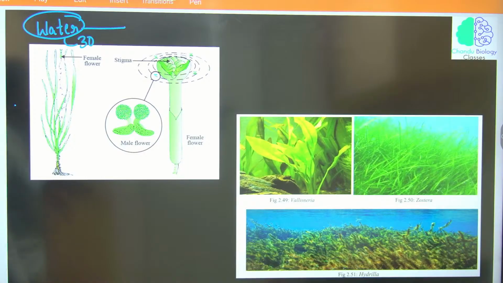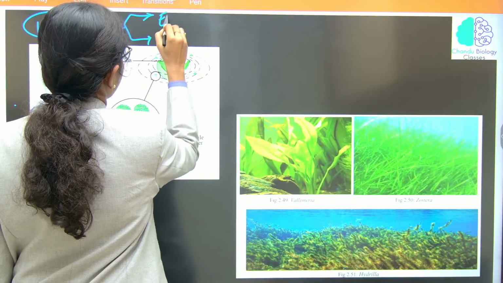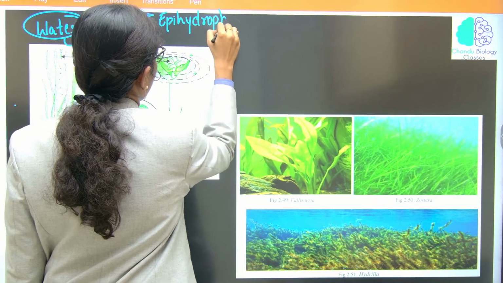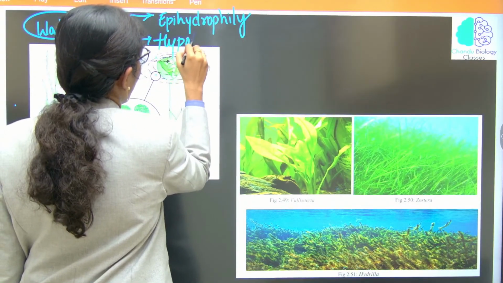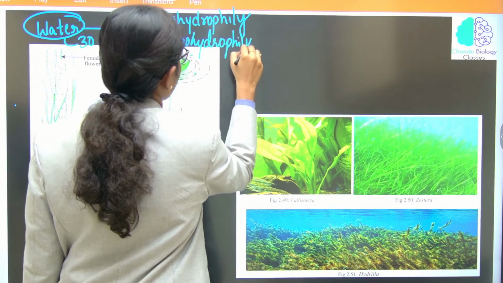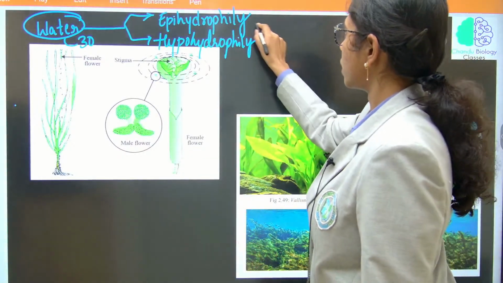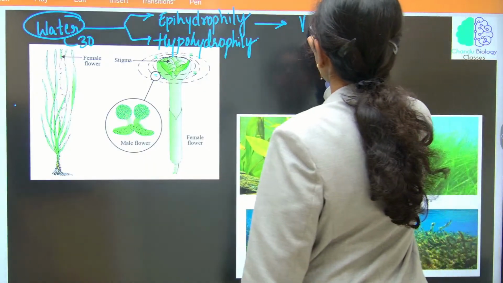Of this we have two types: epihydrophily and hypohydrophily. So epihydrophily, what are the examples? We can take Vallisneria and Hydrilla.